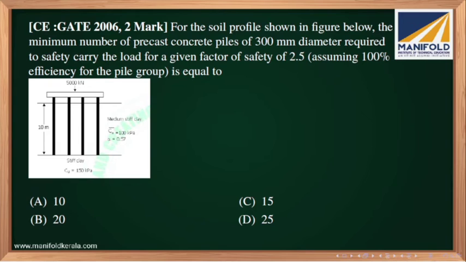For a soil profile shown in the figure below, the minimum number of precast concrete piles of 300 mm diameter required to safely carry the load, for a given factor of safety of 2.5, is equal to dash. Q safe equals Q ultimate load carrying capacity by factor of safety. So I want to calculate the ultimate load carrying capacity.